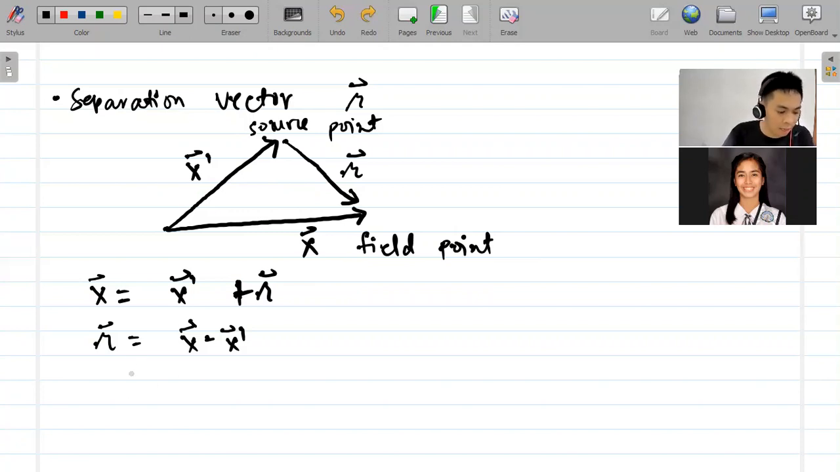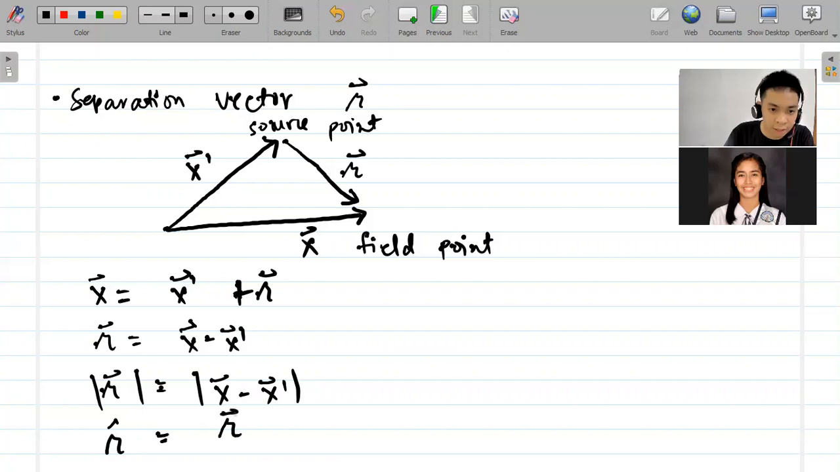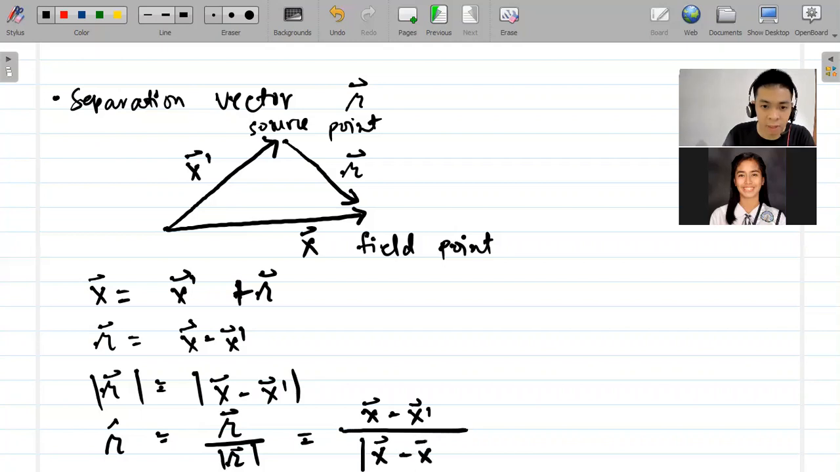Now, ano ang magnitude ng ating r? So that is magnitude lang ng x minus x prime. Tapos yung direction ng ating r, we call that r hat. That is script r over the magnitude. So that is x minus x prime over magnitude ng x minus x prime.